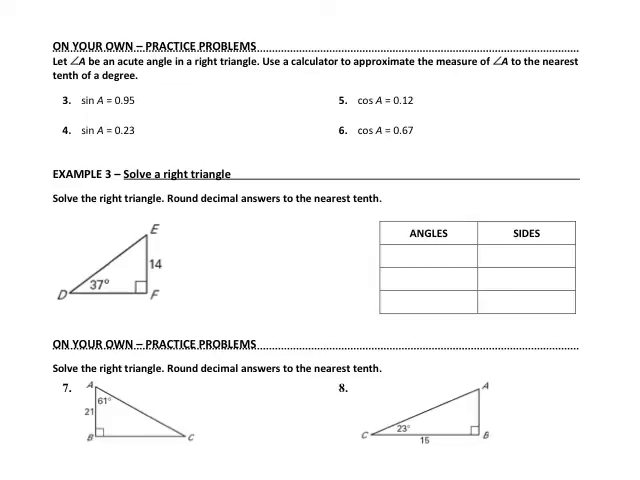Okay, please check out the on your own problems on the back side of your paper. These are going to be just like the ones I was just showing you. So in your calculator, you're going to want to type in inverse sine. Remember, you're going to need the second button to do that, second and then sine. And then just type in 0.95, and that will give you the angle of A. That's all they're asking you to do, find the angle measure of angle A.